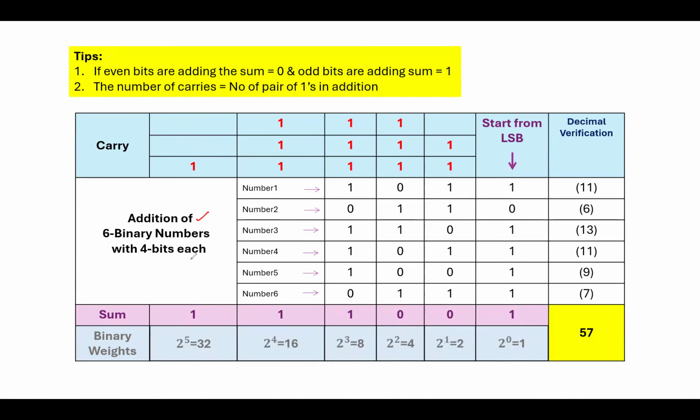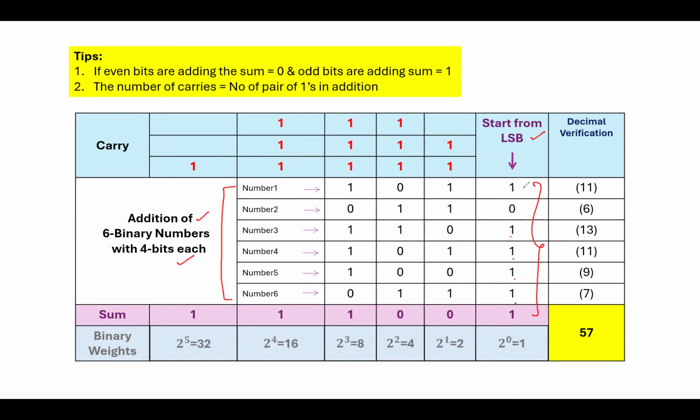Addition of 6 numbers with 4 bits each. Here I have taken 6 numbers, number 1, 2, 3, 4, 5 and 6 with 4 bits each. To perform the binary addition for these numbers, now let us always start from LSB. Now we should add 1 plus 0 plus 1 plus 1 plus 1 plus 1. With the help of tips, it is easy to write the sum and carry.